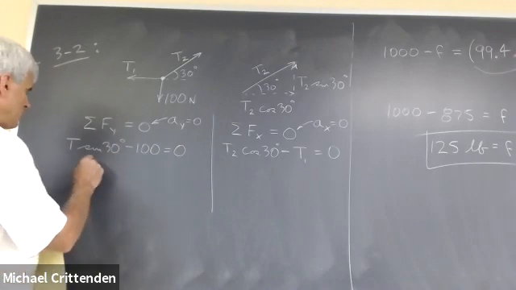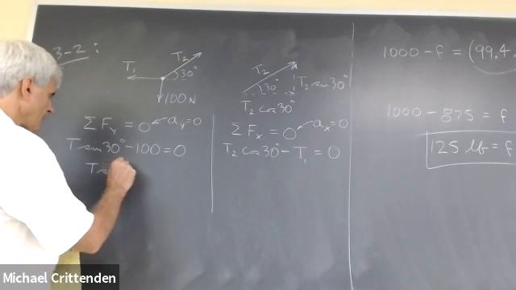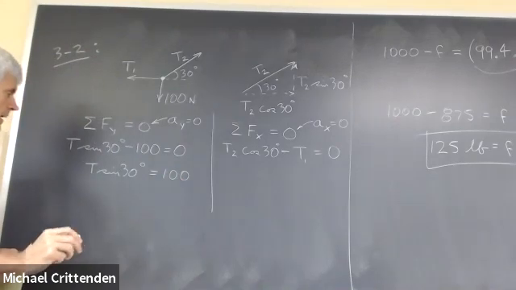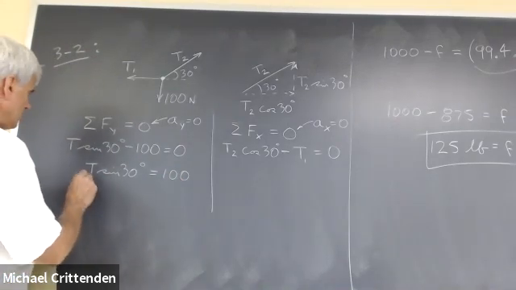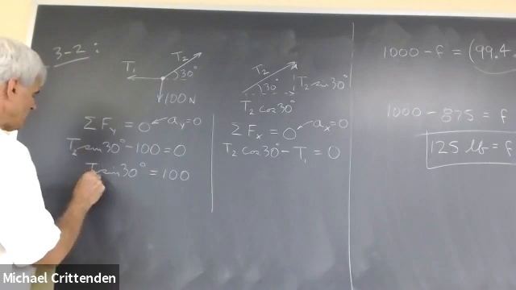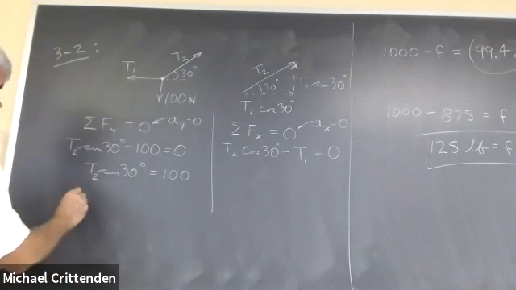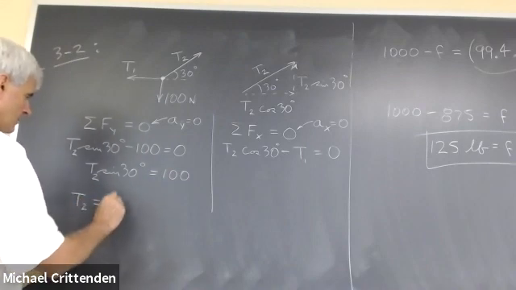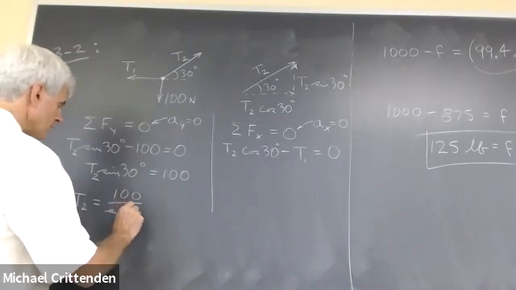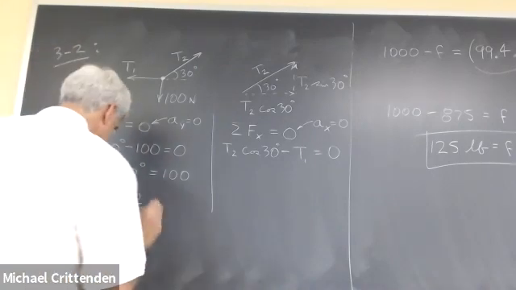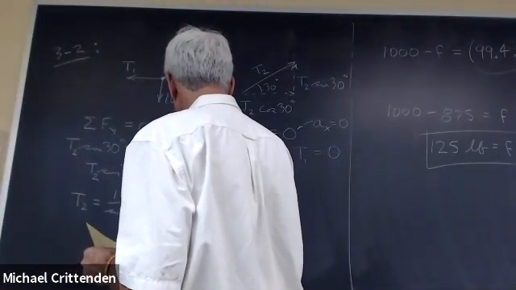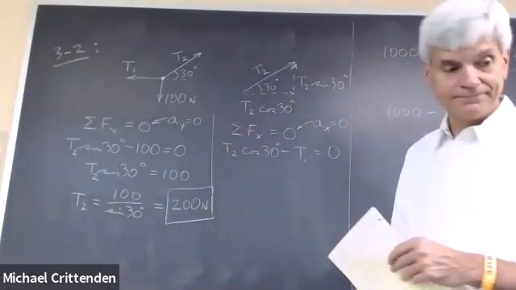We can just add the 100 to both sides. And then you divide through by the sine. Let's see, this is T2. Forgot the subscript. There's one of our two answers.